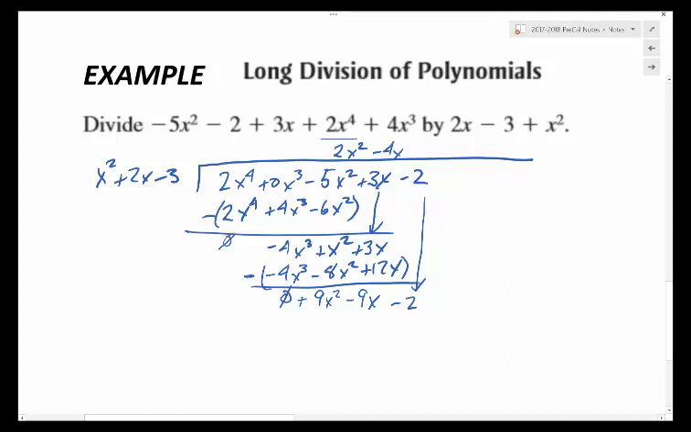All right, I need plus 9. So we're going to multiply by 9 because I've got 9x squared. So I'll have 9x squared, and then I'll have plus 18x, and I'll have minus 27. Those will take care of themselves. Negative 9 minus 18 is negative 27x, and negative 2 plus 27, because it will be negative 2 minus negative 27, gives you negative 25.